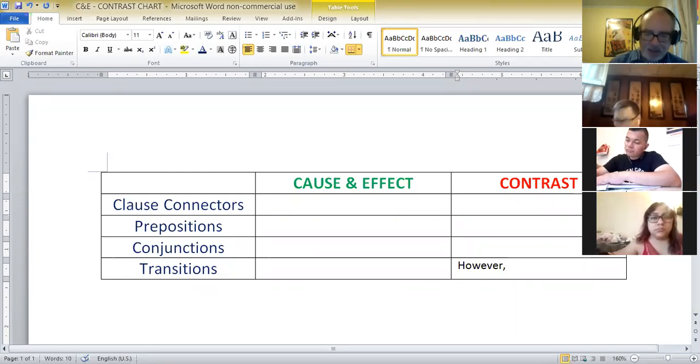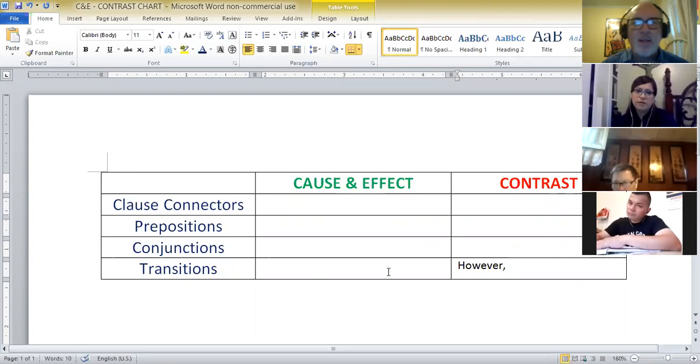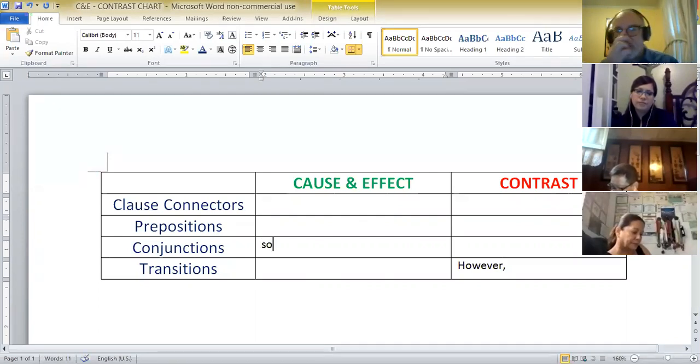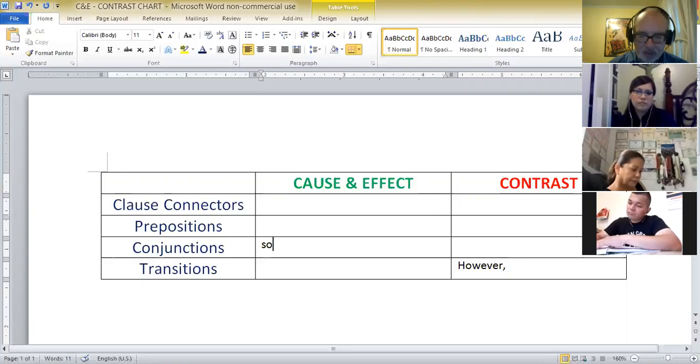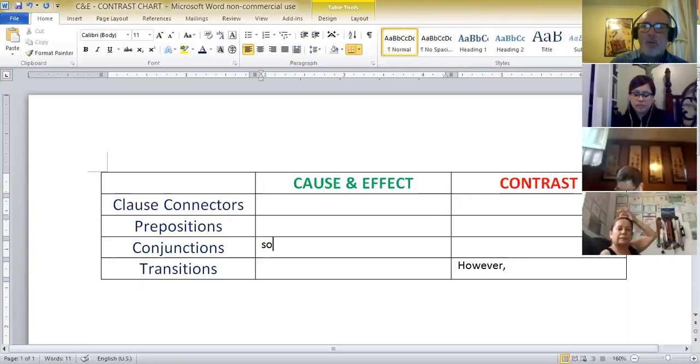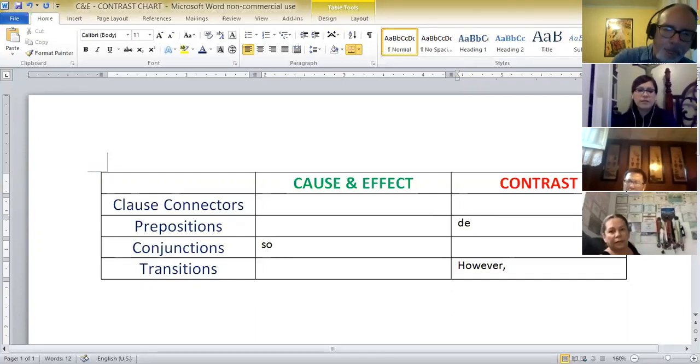Okay. All right. What about the word so? Is that cause and effect or contrast? Cause and effect, sure. And which one of these four is it? Conjunction, right. So is a conjunction for cause and effect. All right. What about the word we talked about last night? Despite. It's a preposition. Is it cause and effect or contrast? It's contrast. That's right.